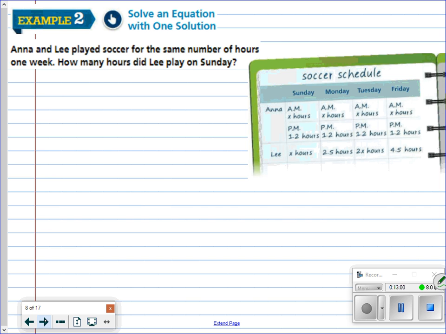Let's move on to example 2. Anna and Lee played soccer for the same number of hours one week. So I know the number of hours that Anna plays soccer is going to be equal to the number that Lee plays. How many hours did Lee play on Sunday?